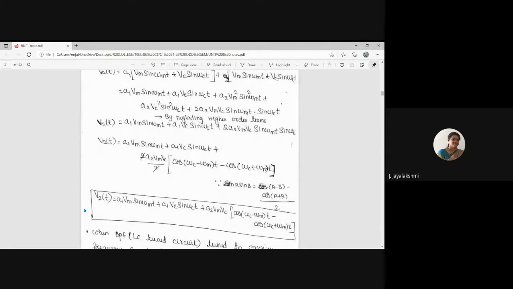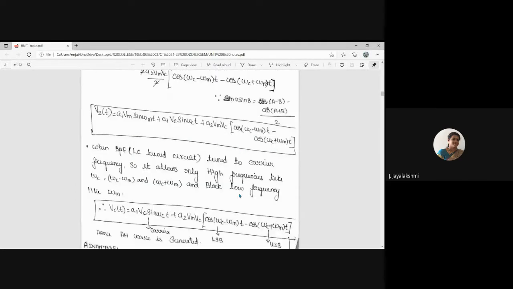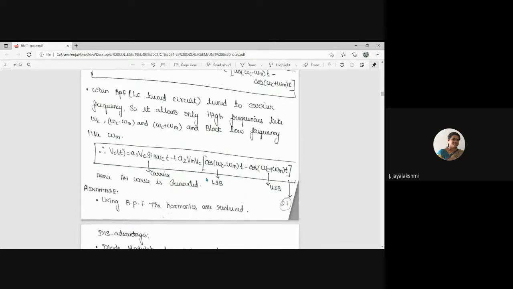So this has a carrier signal along with the upper and lower sideband frequencies. That is the normal scenario of your AM. So this Vc sin omega ct is the carrier part. Vm Vc into cos(A minus B) minus cos(A plus B), divided by 2. Instead of that, you can take it as A2, a constant coefficient. So this is the lower sideband and this is the upper sideband.